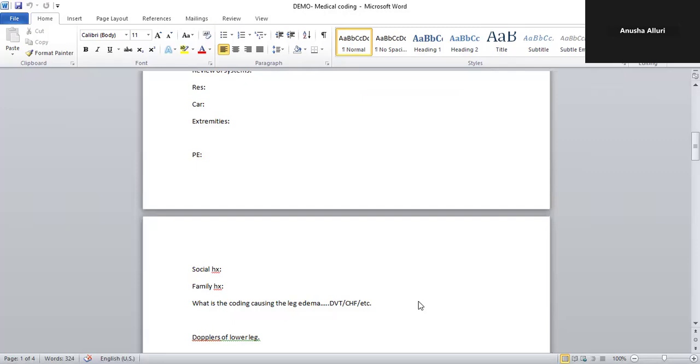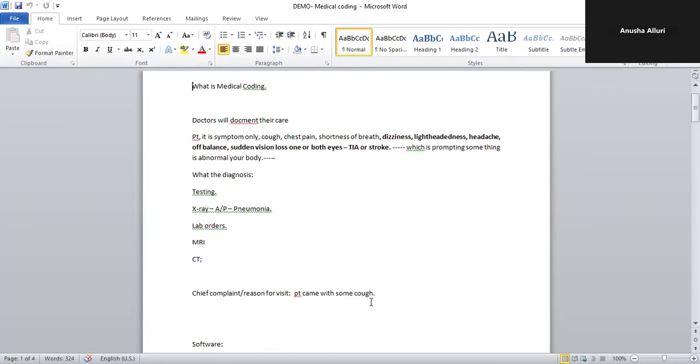Good day everyone. In our last session, we started a demo on what is medical coding, what is ICD coding, what is CPT coding, and what is the requirement of a medical coder to sustain as a good coder.